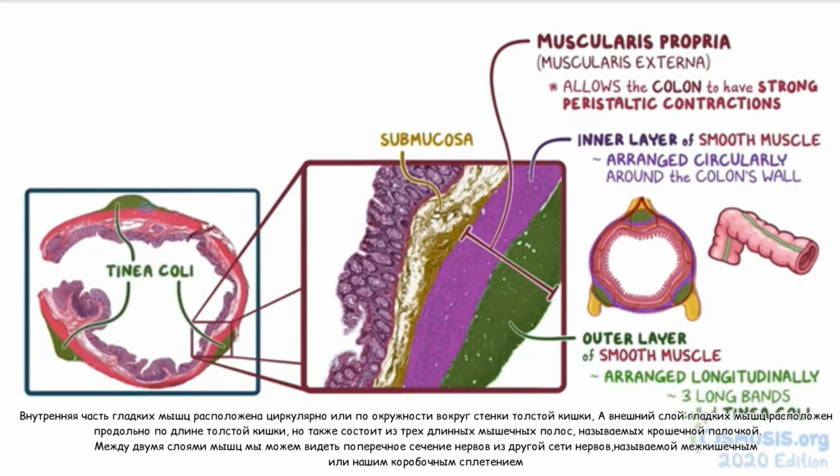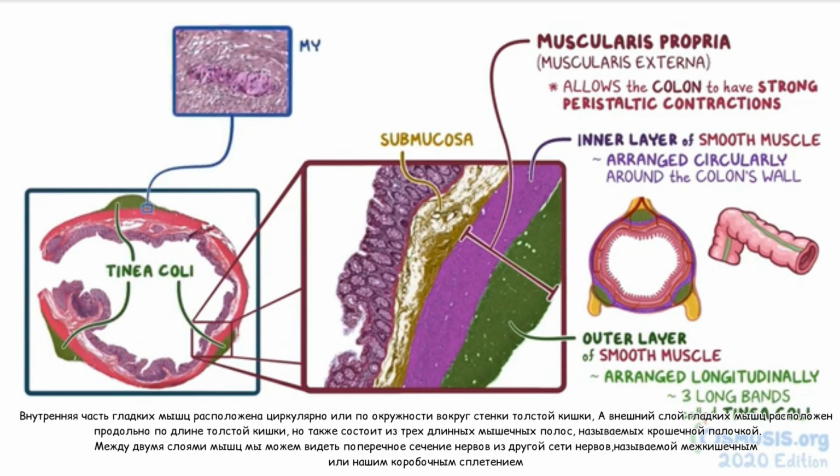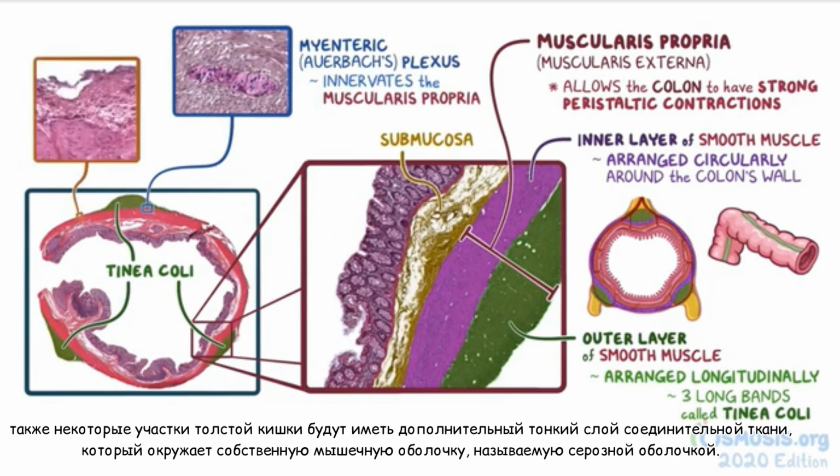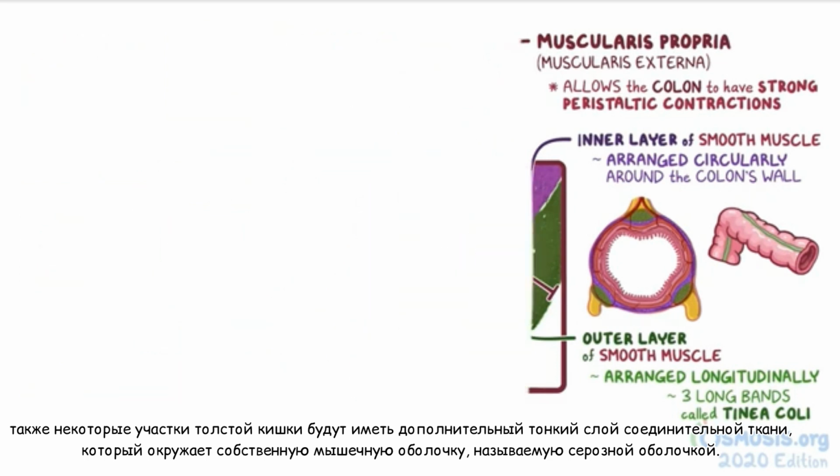Between the two layers of muscle, we can see cross-sections of nerves from another network of nerves called the myenteric or Auerbach's plexus, which is responsible for innervating the muscle fibers of the muscularis propria. Also, some portions of the colon will have an additional thin layer of connective tissue that surrounds the muscularis propria called the serosa. Alright, as a quick recap.